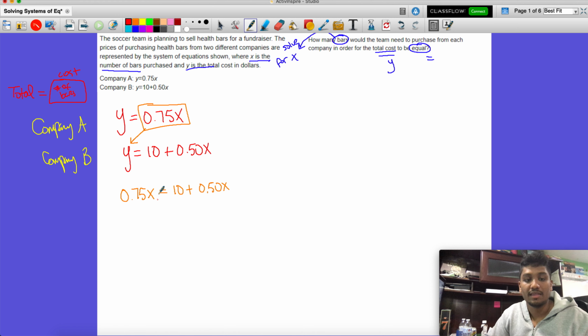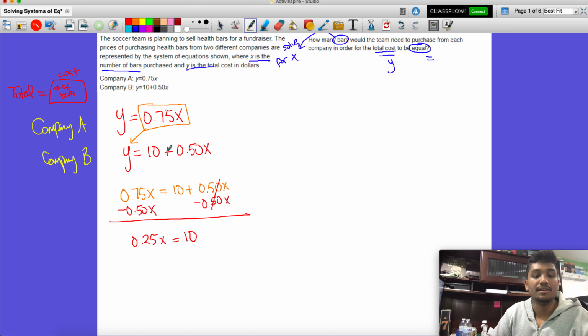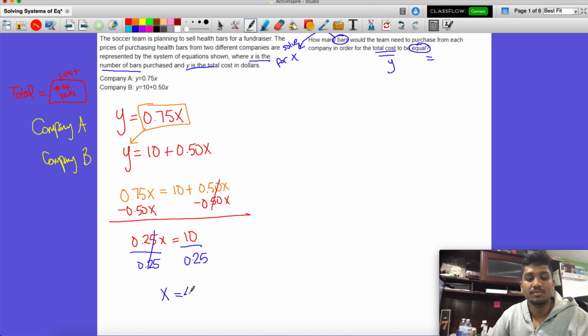So you can either bring this over, or you can bring the 0.5 over. Since all the variables have to be by themselves, it's better to bring the 0.5x over. This then becomes 0.25x is equal to 10. And if you get x by itself by dividing both sides, you'll get that x is equal to, and you can put this in a calculator, 40. So in the question it says how many bars? 40 bars.